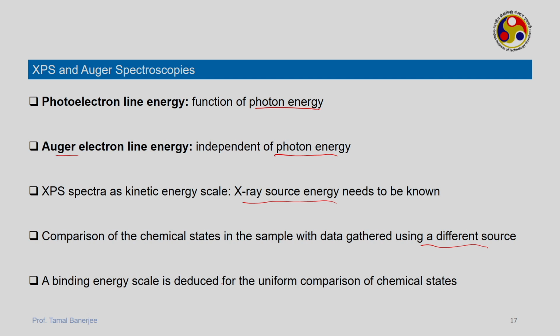A binding energy scale is reduced for the uniform comparison of chemical states. So, what do you mean by chemical state? The oxidation states, or in which particular state the element is present, that also you can find out. Because if you rip off one electron, it will have a +1 oxidation state, then you rip off 2 electrons, +2. So, as you keep on ripping off electrons and increase the oxidation state, the 1s 2s orbitals will be more tightly packed. So, from this packing the binding energy will also increase. So, from this binding energy you can tell which state it is.